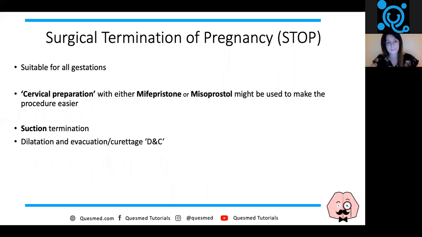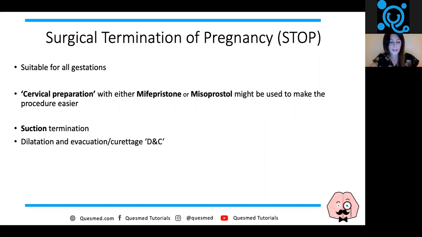Surgical termination of pregnancy is the other option and is also suitable for all gestations. Cervical preparation is sometimes performed with mifepristone or misoprostol, and that just makes the procedure easier. It makes it easier to enter the cervix. The procedure is either suction termination of pregnancy, which is performed in early pregnancies, or dilatation and evacuation or curettage, commonly known as a D&C.